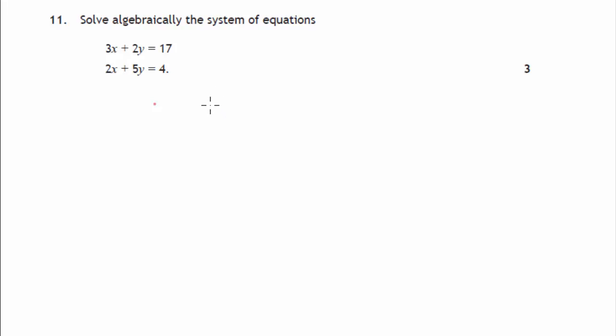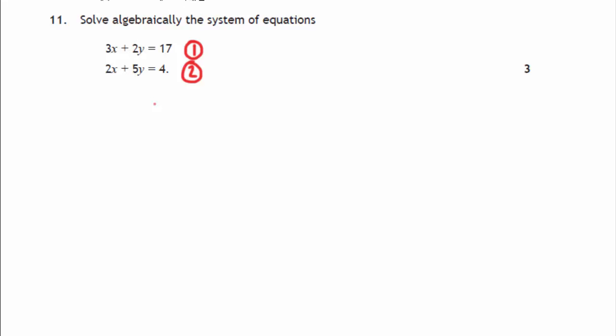Right, so here's question 11. That's just a simultaneous equation question. So you've got two equations here, and we're just going to number them 1 and 2. We want to work out what x equals and what y equals, so we're going to use the elimination method, which just essentially means we're going to remove one of the unknowns from each equation.